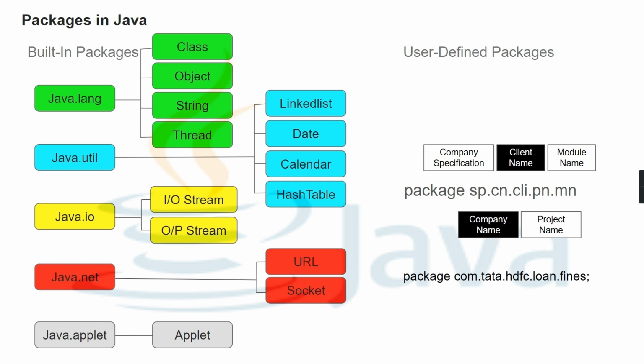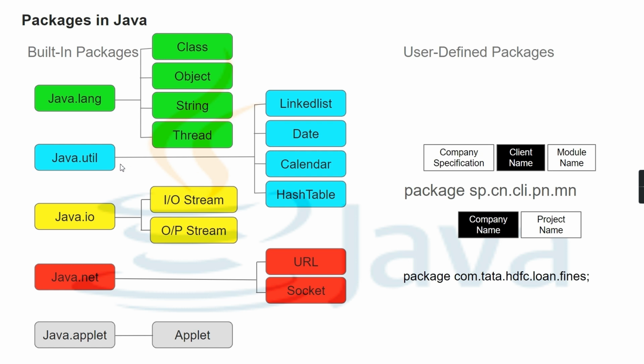In Java, there are two sorts of packages. There are built-in packages, and then we can also write our own custom packages. The built-in packages include java.lang, which has classes and objects, strings and threads, java.util, java.io, java.net, and java.applet.